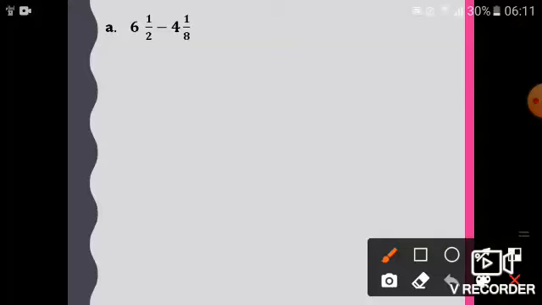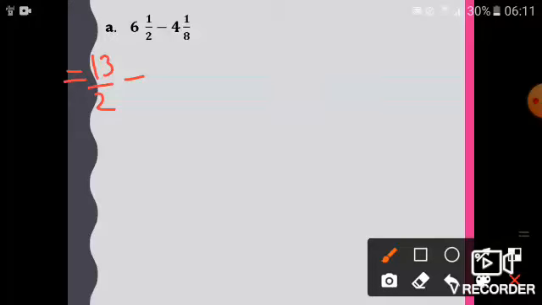So there is a 6 whole and half, 1 upon 2. So 6 whole should be multiplied with the denominator 2. 6 times 2, 12. 12 plus 1, 13 upon 2.